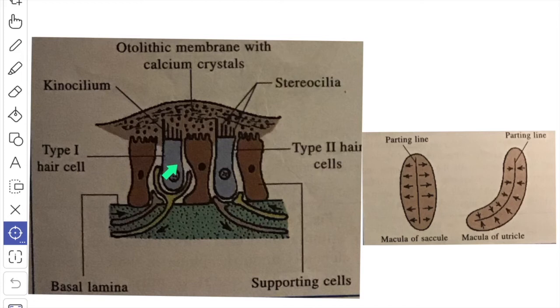One is the type 1 hair cells, the other one is the type 2 hair cells. The type 1 hair cells are flask shaped with a round base, and they are enclosed by the afferent nerve endings. The vestibular efferent fibers make synapse with the afferent nerve endings, and thereby they regulate the transmission of signals by inhibition.